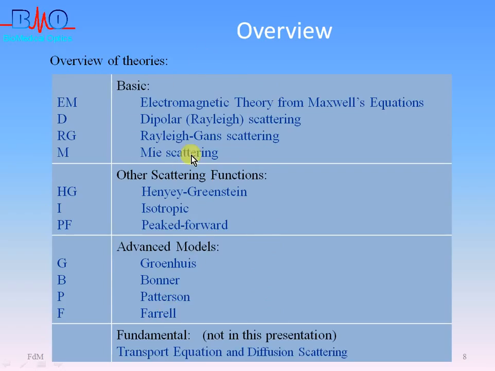This is an overview of the theories. Electromagnetic, dipolar, Rayleigh-Gans and Mie. We have other scattering functions, mostly empirical, some advanced models, but there are a lot more models than that, and the fundamental transport equation and diffusion approximation, but we will not deal with this in this presentation.